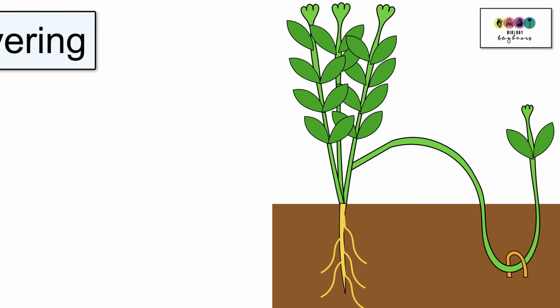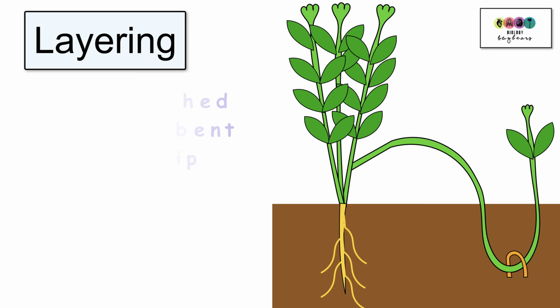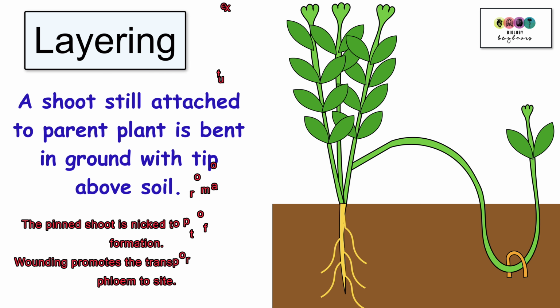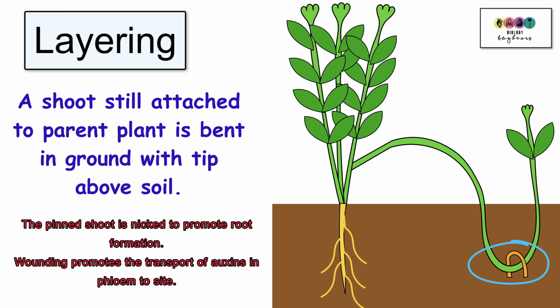The next method is layering, and there are many ways to do this, but one common way, an easy way, is to take a shoot still attached to the parent plant and bend it with a sharp U-bend, pinning it underneath the ground and just leaving the tip above the soil. In some cases, the gardener will cut the stem where it's beneath the ground just before it's buried with a knife, making a small nick or wound.